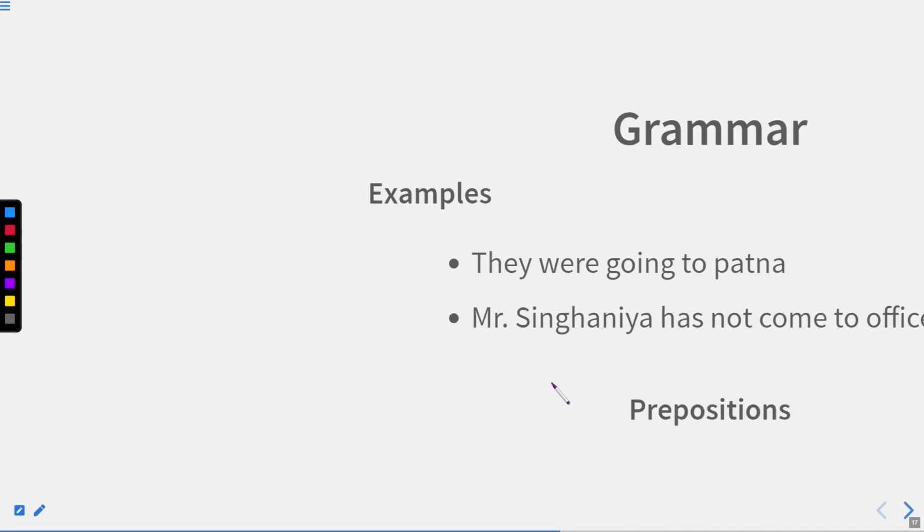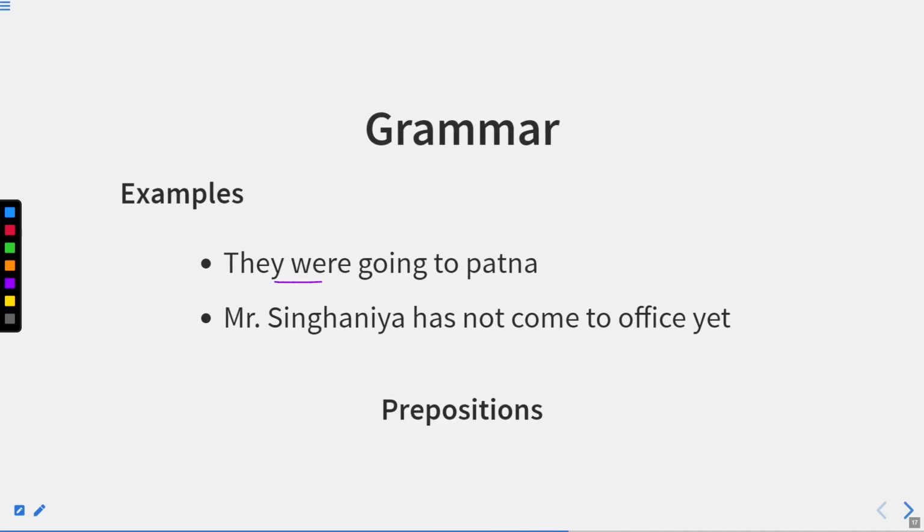Now let us see this with some examples. They were going to Patna. Now with going I'm using "to" because it is defining the destination. Now this one is incorrect. It should be Patna but in caps. Well, this is a grammatical mistake, but we should rectify it over here because we are grammar students, of course. Mr. Singhania has not come to office yet. So after come, we are using the preposition "to".